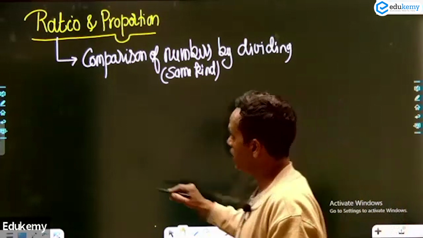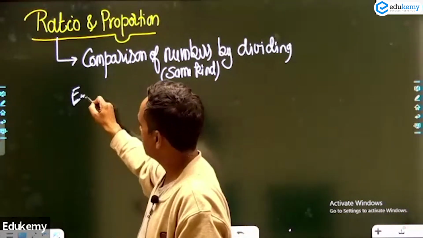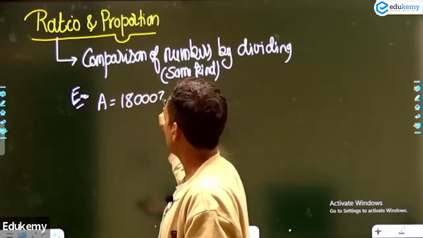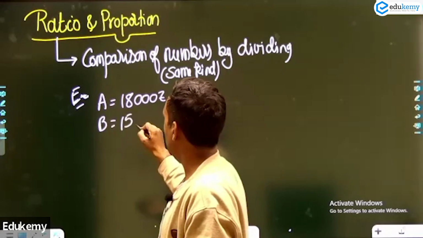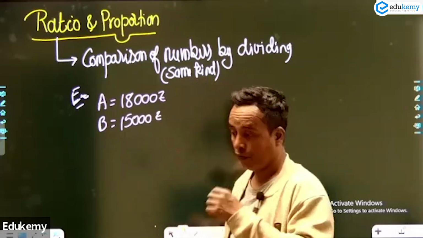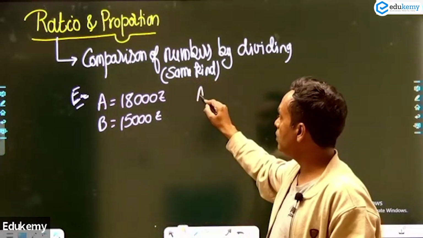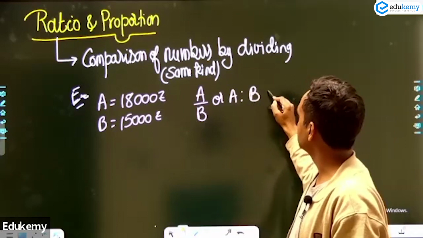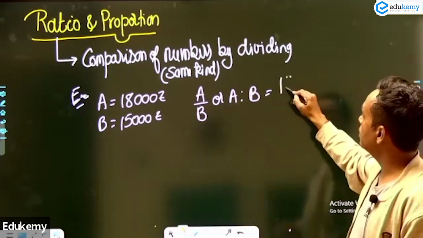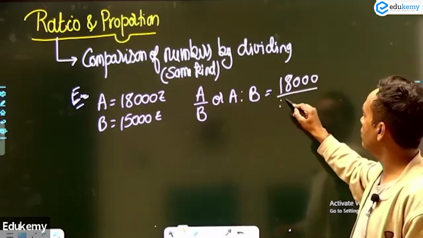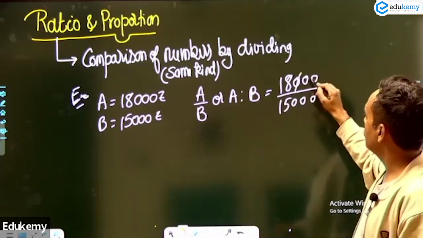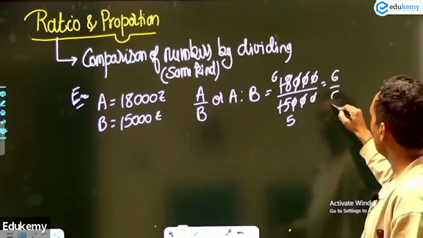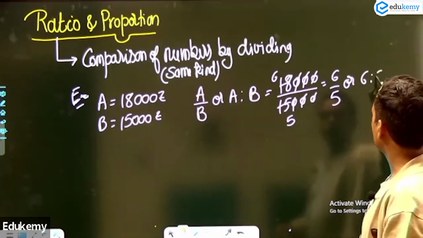For example, the salary of A is 18,000, and the salary of B is 15,000. If I ask what the ratio is, in math you write A by B or A ratio B, both are the same thing. You can write 18,000 divided by 15,000. It is called the ratio. If you cancel out, 3 fives are 15 and 3 sixes are 18, so you can write 6 by 5 or 6 ratio 5. It is called the ratio.